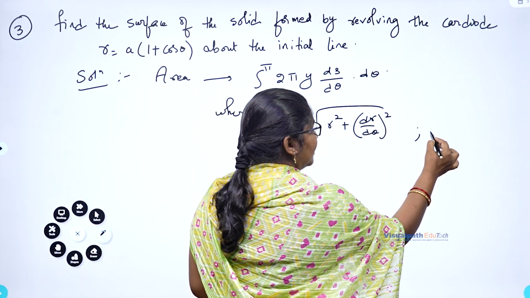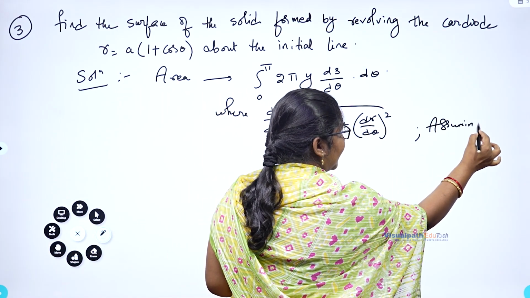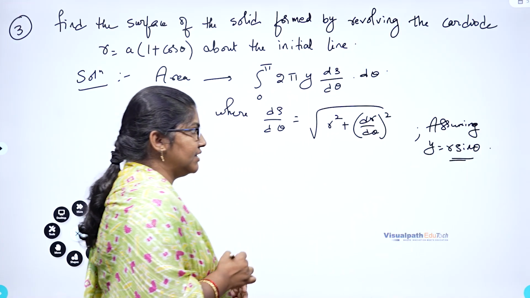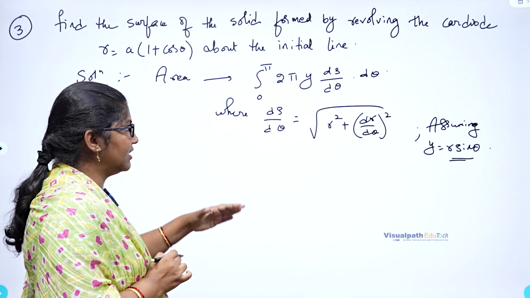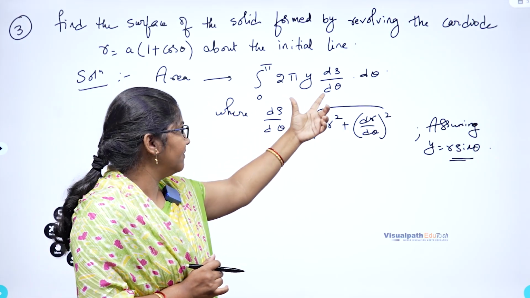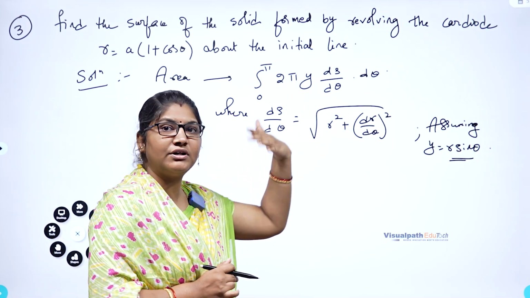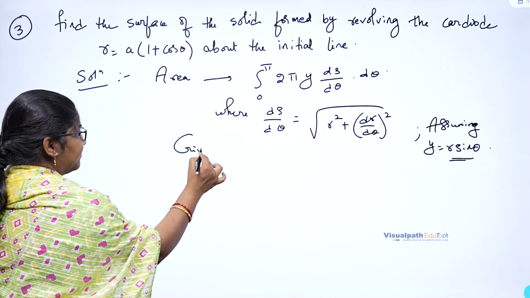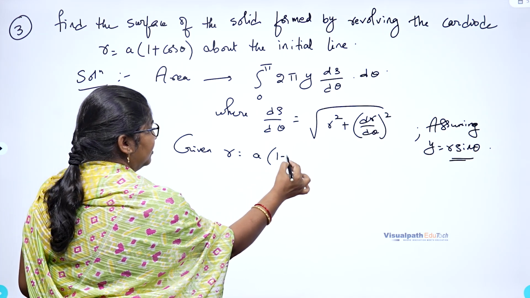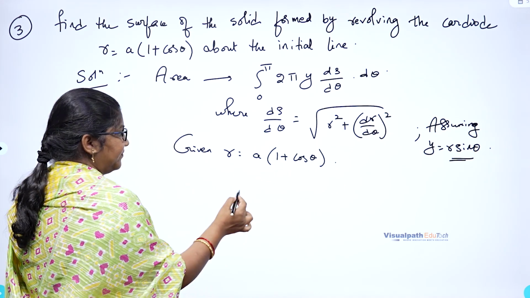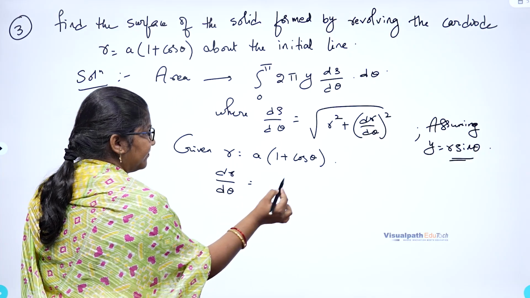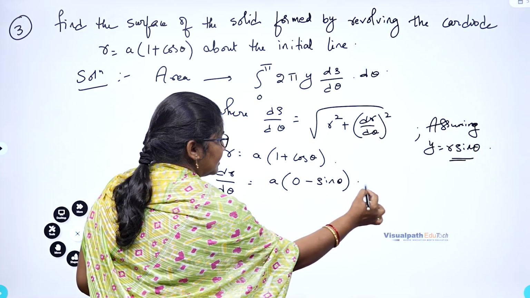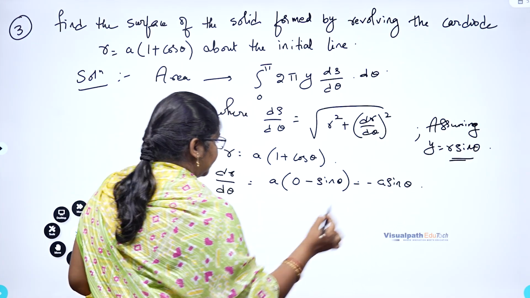Assuming y is equal to r sin theta, this is the assumption we have to make in this problem. Y is equal to r sin theta. Before that we will find ds by d theta, and before that we have to find dr by d theta. Given r is equal to a into 1 plus cos theta, what is dr by d theta? It is a into 0 minus sin theta, that means minus a sin theta.